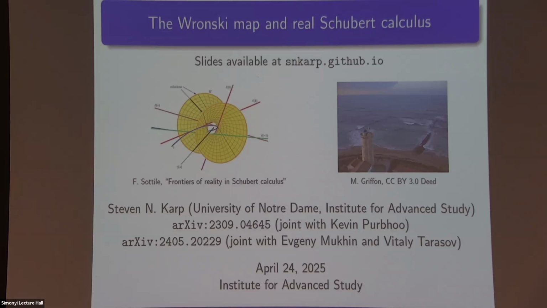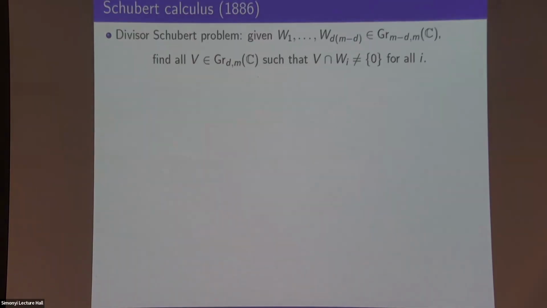Okay, so this is joint work, a couple of papers, one joint with Kevin Purbhoo and the other with Evgeny Mukhin and Vitaly Tarasov. Just to set the stage for what kind of Schubert calculus we're doing here, we're solving a Schubert problem in the Grassmannian. Here I've changed notation to match my paper with Kevin. So we have a Grassmannian of d-dimensional subspaces of C^n.